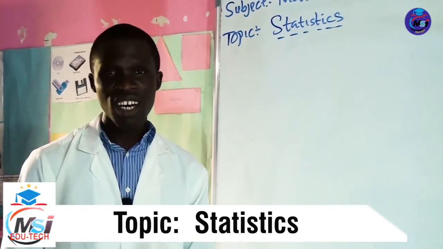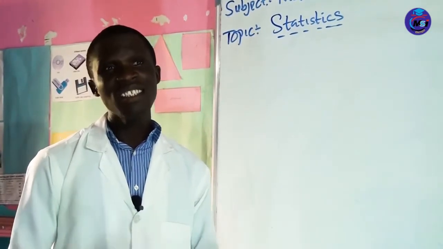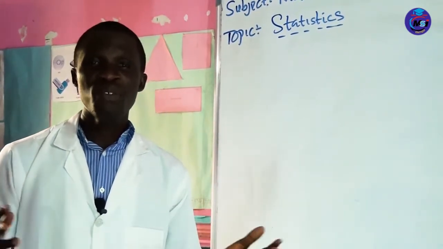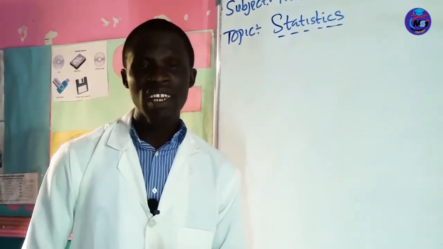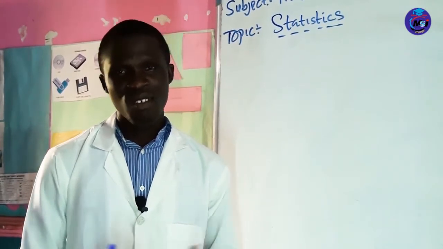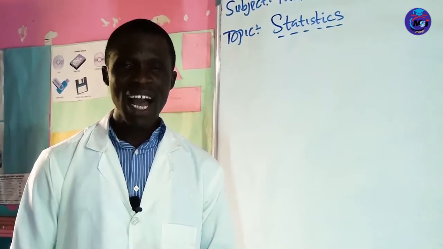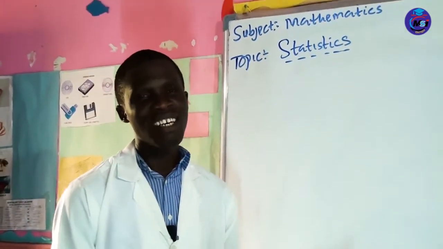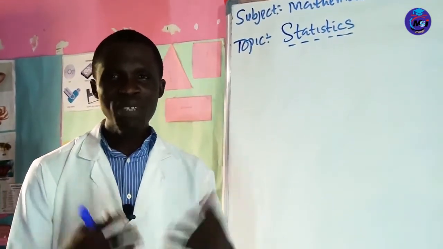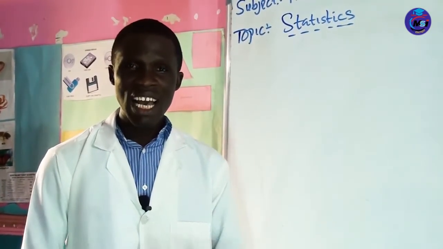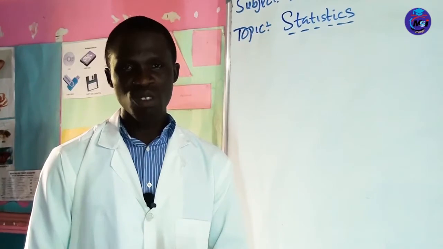Statistics is not just a grammar. Statistics is just like in your family. Maybe for instance, you are just like 8. You have 4 boys and 4 girls. If I ask you to carry out the statistics of your family, that means you are going to tell me we have 4 boys and 4 girls.